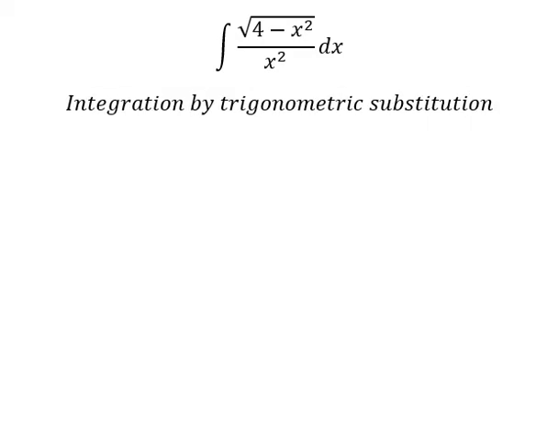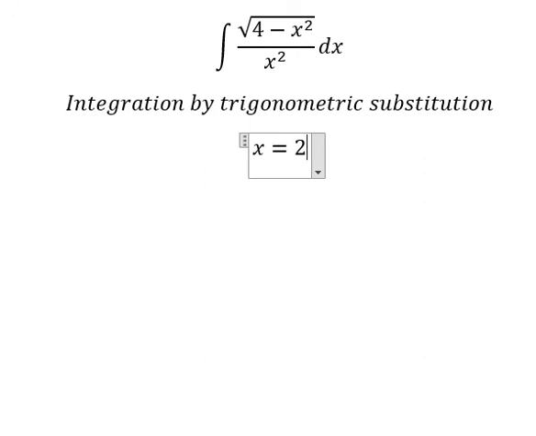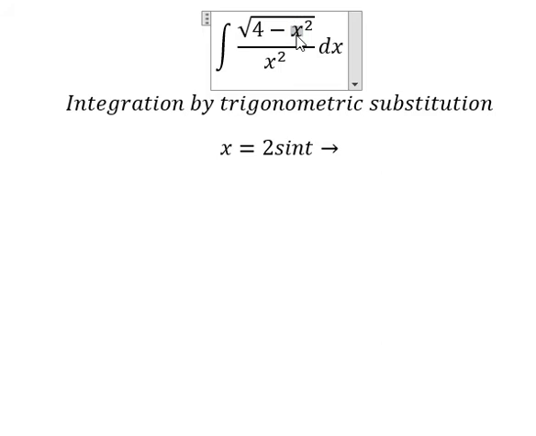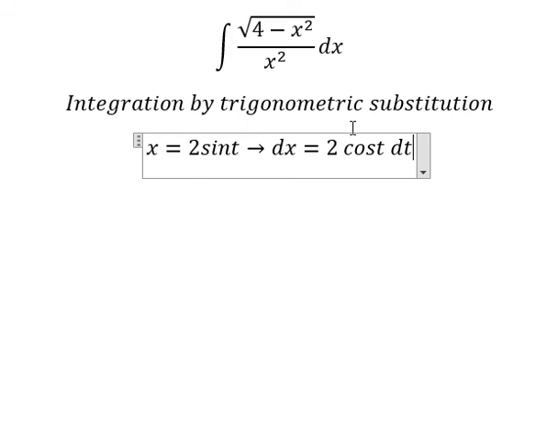So I will put s equals 2 sine t, because if I put this one going here, we have 4 sine t square. Number 4, we can do factorization. 1 minus sine t square, we change to cosine t square, and later we simplify the square root. ds, we have 2 cosine t dt.